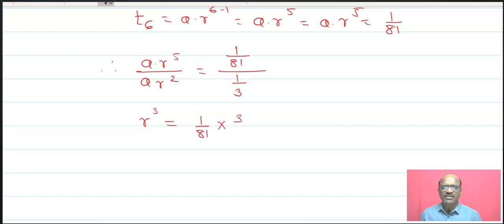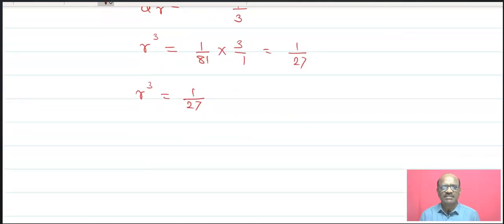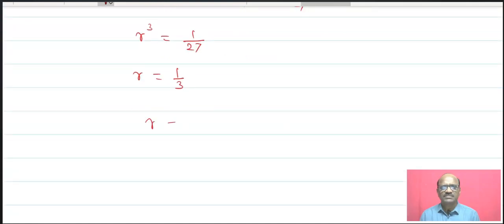Now on the left hand side, this A gets cancelled. R raised to 5 upon R square means R cube. That is equal to 1 upon 81 into 3, since the reciprocal of 1 upon 3 is 3 upon 1. Therefore R cube is equal to 1 upon 27, and hence R is equal to 1 upon 3. This is the value of R.